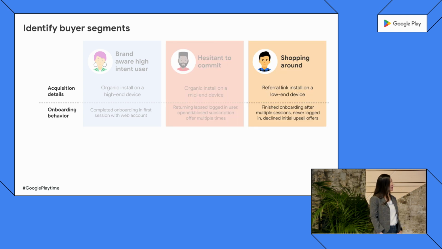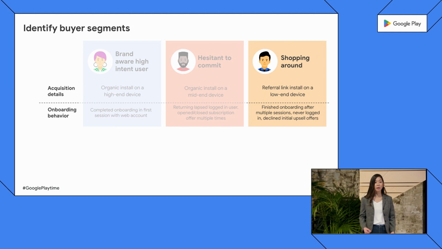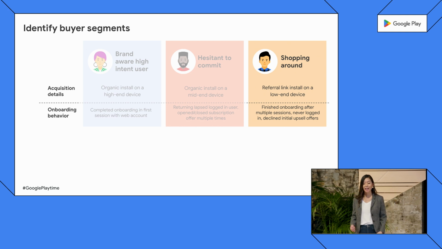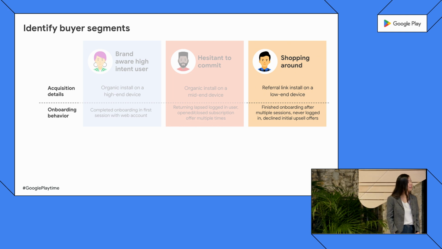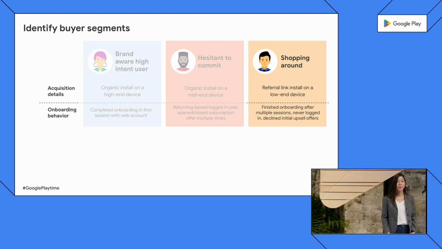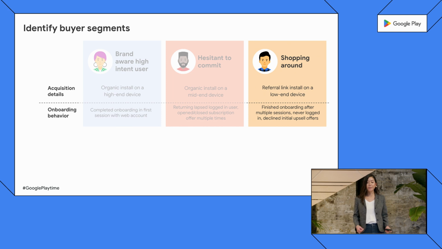And last but not least, Joe. Joe has downloaded the app via a referral link, likely from an ad, and is using a low-end device. He takes several weeks to finish the onboarding process. And he's already declined the subscription offer many times and never created an account. From his user behavior, we can infer he might be shopping around and looking at several apps to see which one fits his needs best.